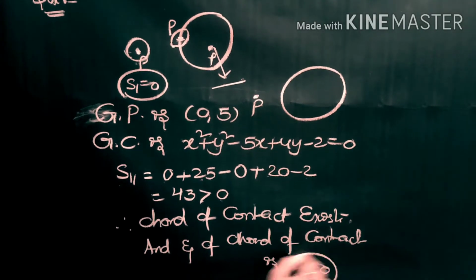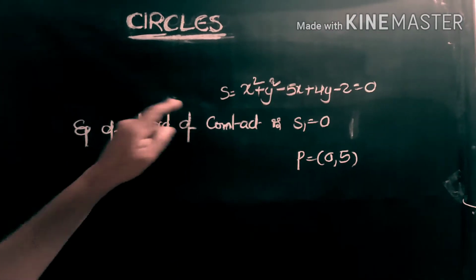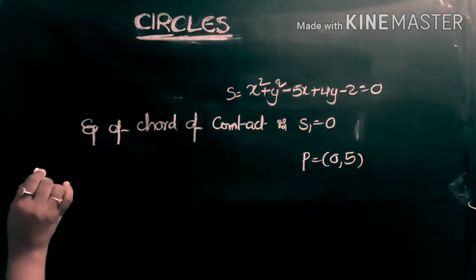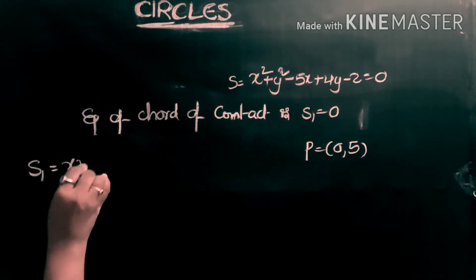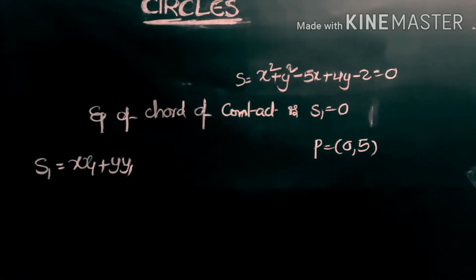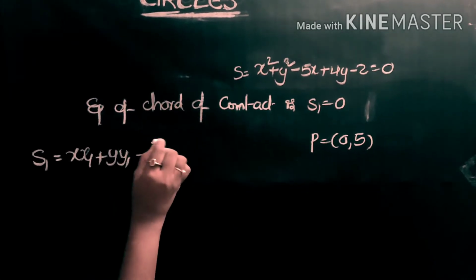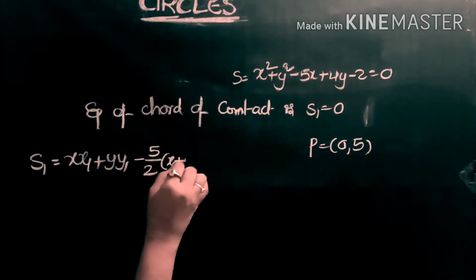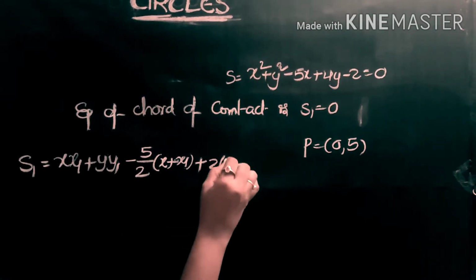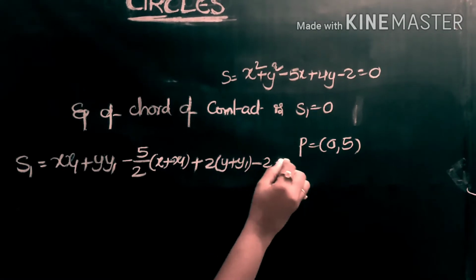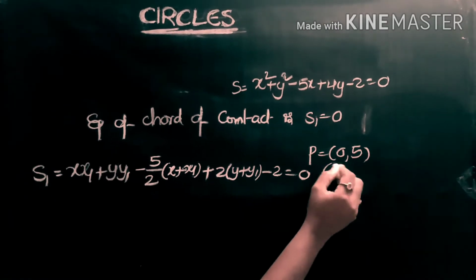Now we are finding the equation of the chord of contact by using the formula S1 equals 0. Taking the S1 notation for the given circle, in place of x square we take x x1, in place of y square we take y y1, and we take half of the coefficient of x, that is minus 5 by 2, into x plus x1, and half of the coefficient of y, that is 2, into y plus y1, minus 2 equals 0. Now in place of x1, y1 we take 0, 5: x1 is 0 and y1 is 5.